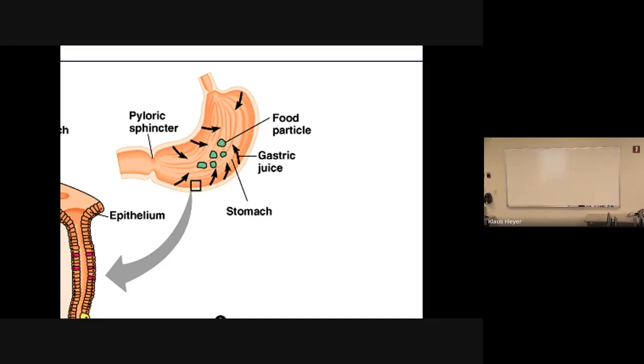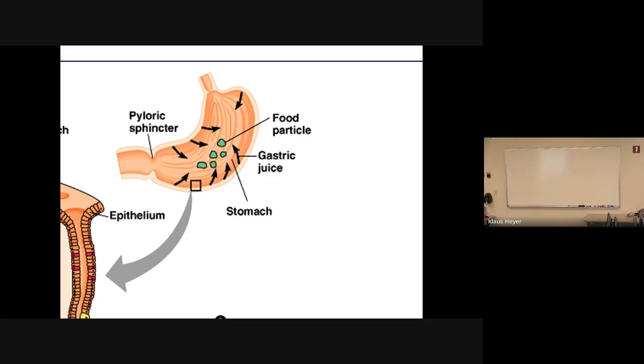This is what happens with heartburn. Because the stomach is super acidic. But that's okay. The stomach has a thick layer of mucus that lines the walls. So the epithelial tissue, use the words now, the epithelial tissue in the stomach is protected by mucus. So the acid does not burn the epithelial tissue.